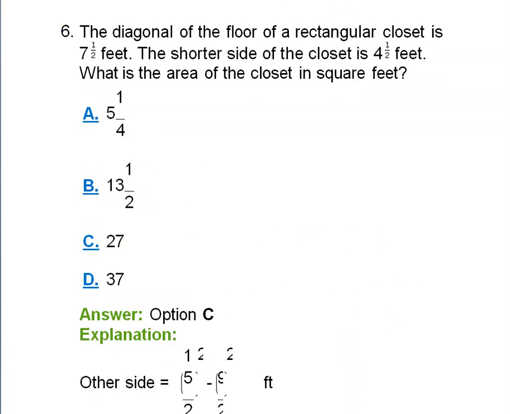This is the next question. The diagonal of the floor of a rectangular closet is 7½ feet. The shorter side of the closet is 4½ feet. What is the area of the closet in square feet?